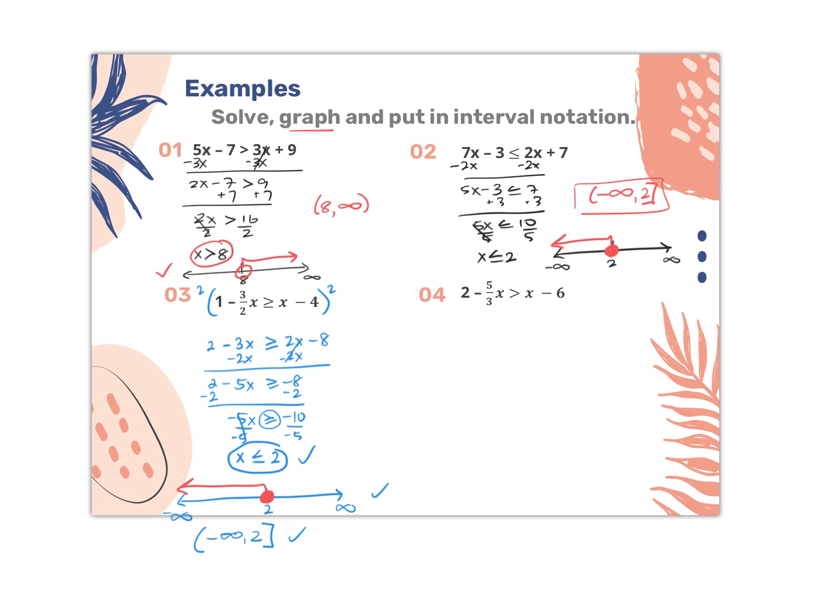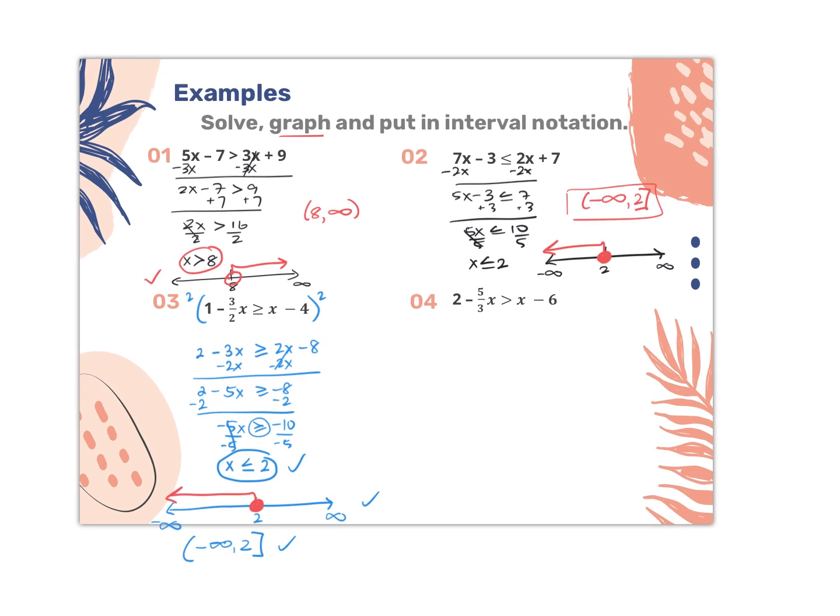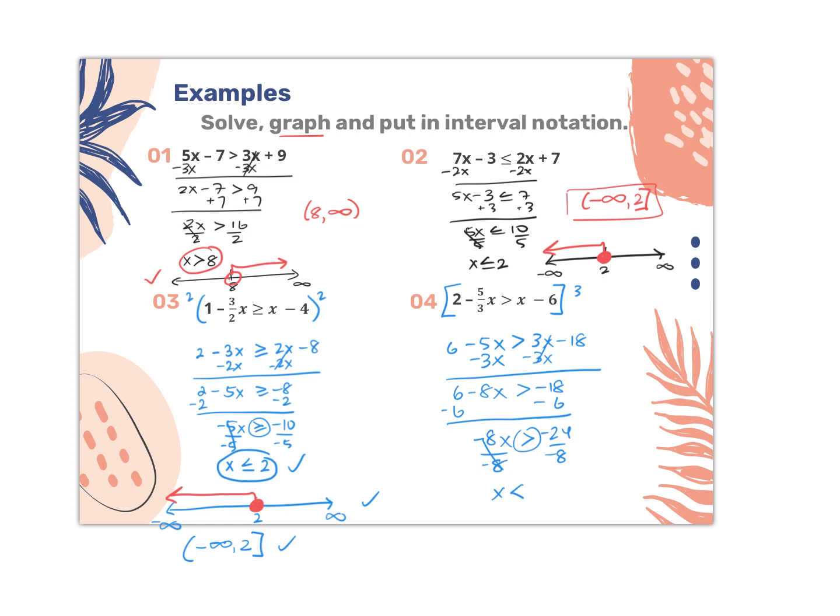And then again, I'm going to go to this last problem over here, and we've got, again, a fraction. So for me, it's just easier to multiply everything by 3. So I'm going to get 3 times 2 is 6, minus 5x is greater than 3x minus 18. Again, I'm always bringing my variables over to the left. So 6 minus 8x is greater than negative 18. Bring my numbers to the other side. Minus 8x is greater than minus 24. And when I divide both sides by minus 8, I'm going to get x is less than 3.